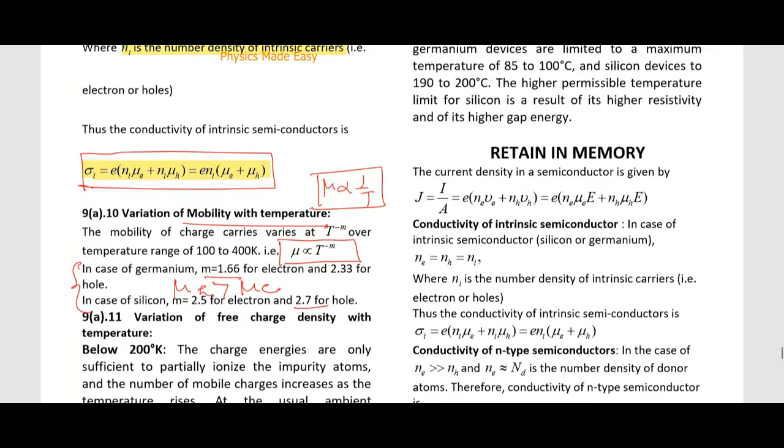This is the same formula: for holes the formula is this, for electrons the formula is this. If I write it more clearly, I will compare mu E only. Mu is inversely proportional to T raised to 1.66 for germanium, and mu E is inversely proportional to T raised to power 2.5 in the denominator for silicon. So it decreases sharply for silicon. The rate of decrease of mobility with temperature for silicon is larger than that for germanium.